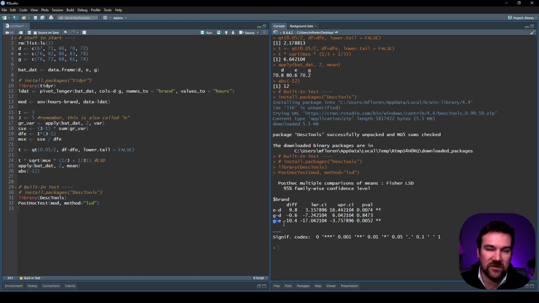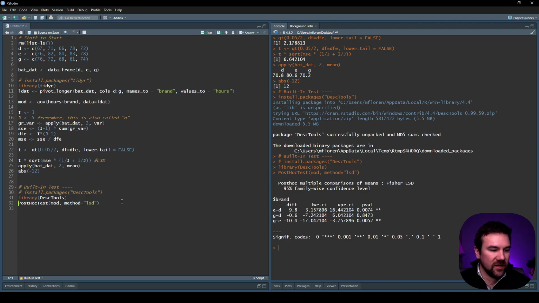Well, I could look at the differences and kind of do the mental math. Okay, negative here means that the second number, E, is bigger. Or I can just go up here and say, okay, E and G are different. Which one's bigger between E and G? Well, E is the bigger number when comparing E and G. So E is significantly bigger.